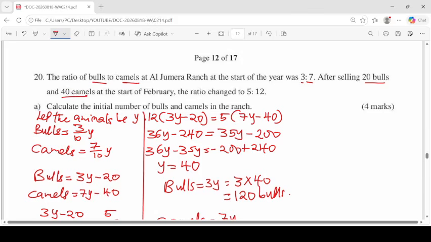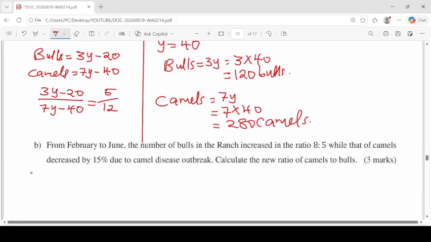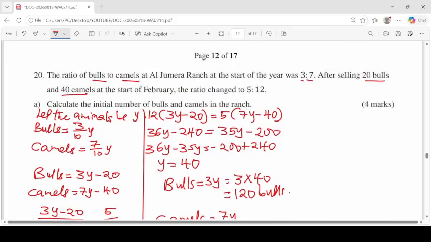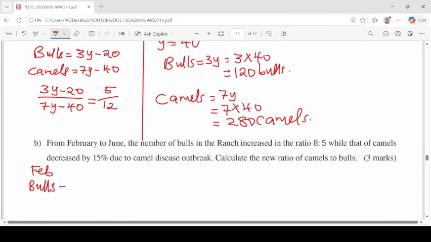So they are saying, after selling 20 bulls and 50 camels at the start of February, let's get the number of camels and bulls remaining. In the month of February, how many bulls were remaining? From the total of 120 bulls, they sold 20 bulls. So this will be 120 less 20, meaning they were left with 100 bulls.